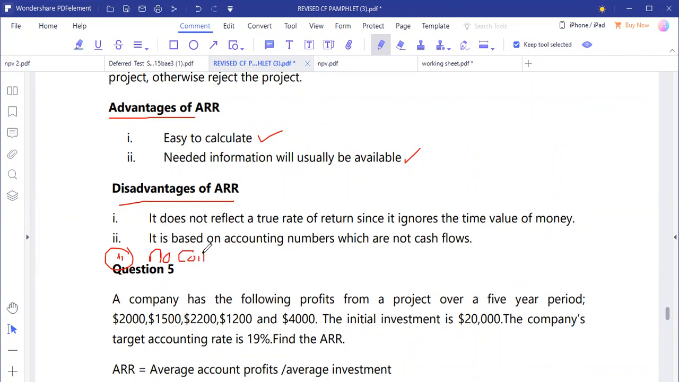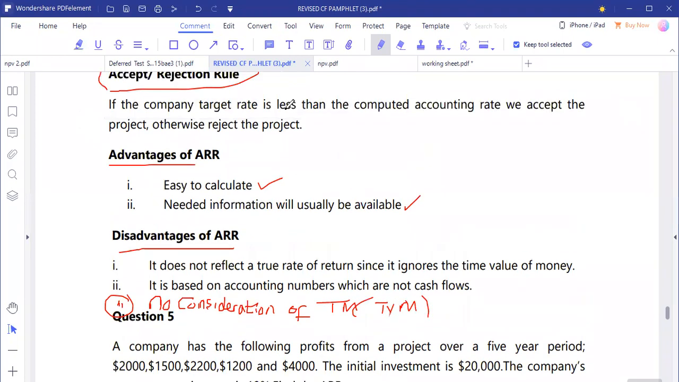No consideration of time value of money, which is not good enough because time value of money is cardinal in our day-to-day activities. So no consideration of time value of money. It does not consider time value of money, which is not good enough.